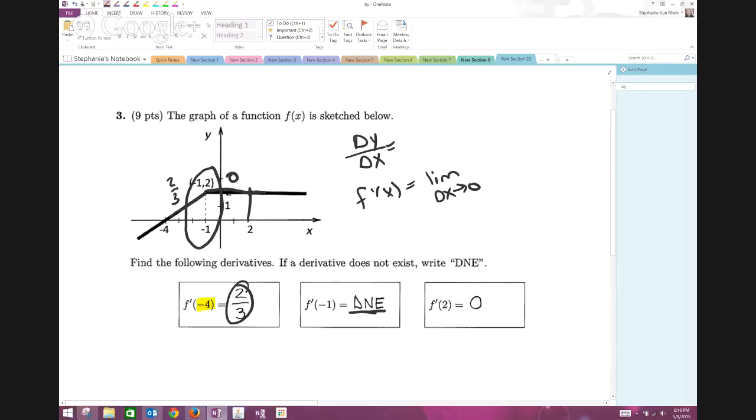At x equals 2, what's the slope at this point? It's going to be rise over run, which is 0 over a number, which is 0 there.